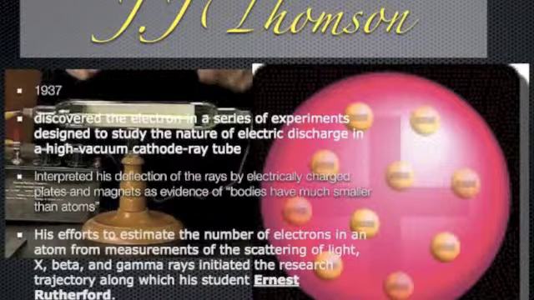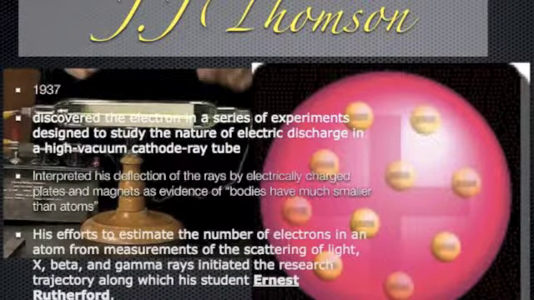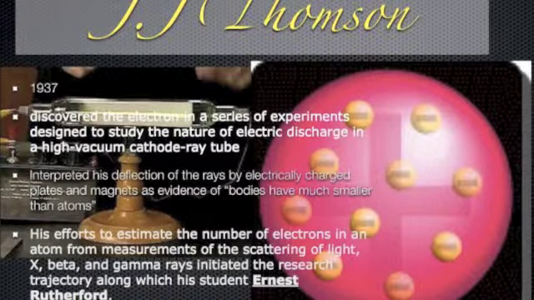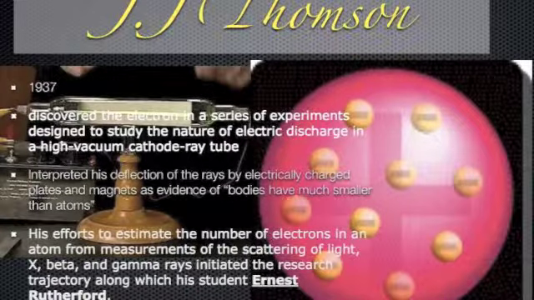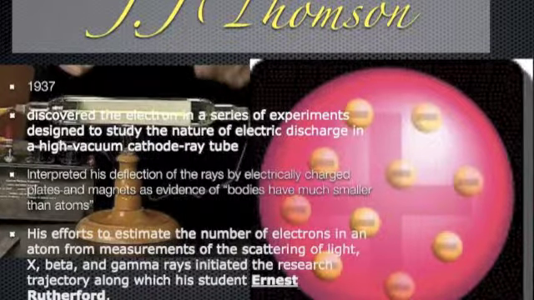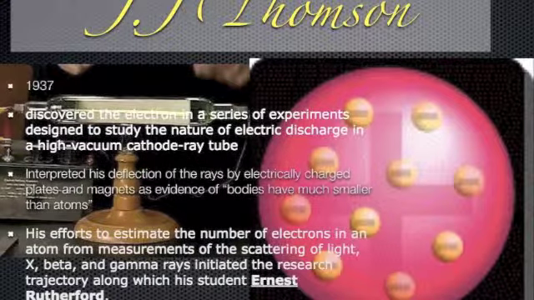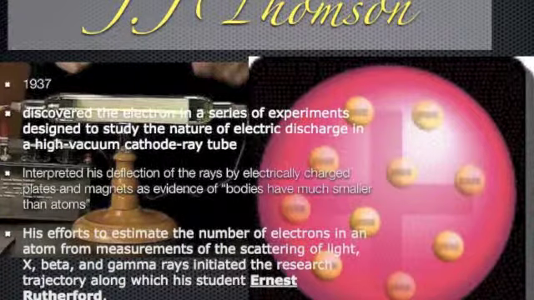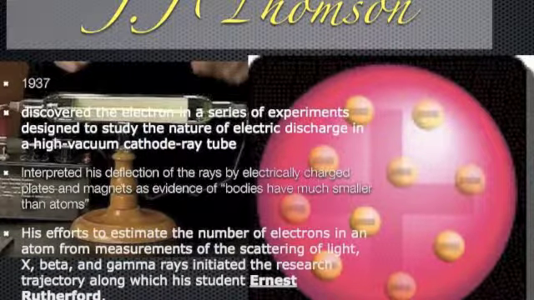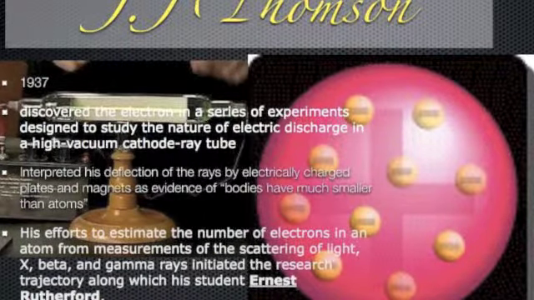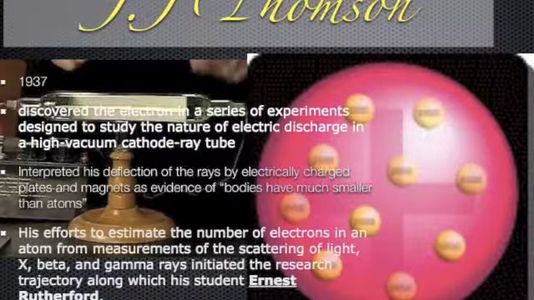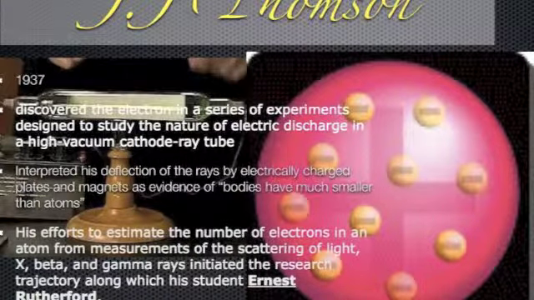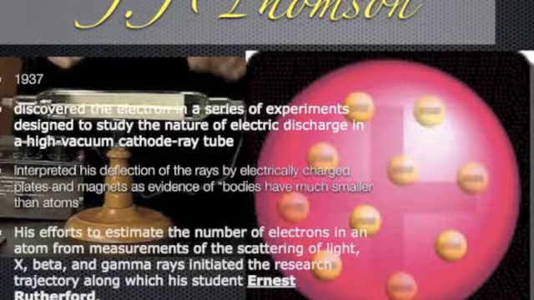J. J. Thomson, 1897, discovered the electron in a series of experiments designed to study the nature of electric discharge in a high vacuum cathode ray tube. He interpreted the deflection of the rays by electrically charged plates and magnets as evidence of bodies that are much smaller than atoms. His efforts to estimate the number of electrons in an atom from measurements of the scattering of light, X, beta, and gamma rays initiated the research trajectory along with his student Ernest Rutherford.